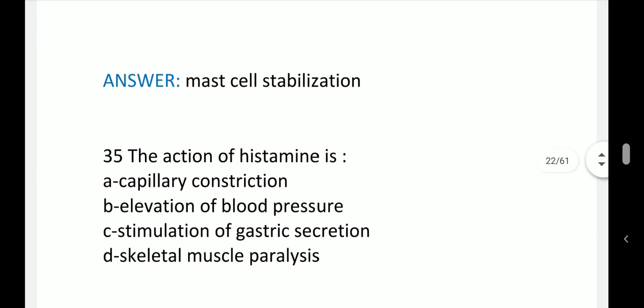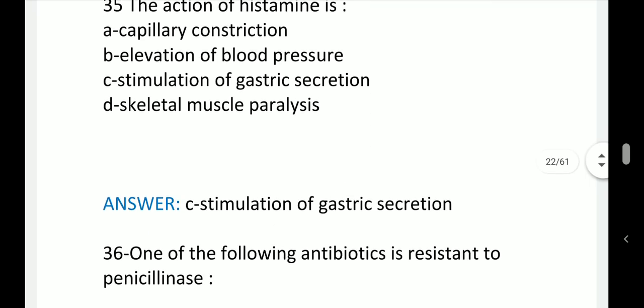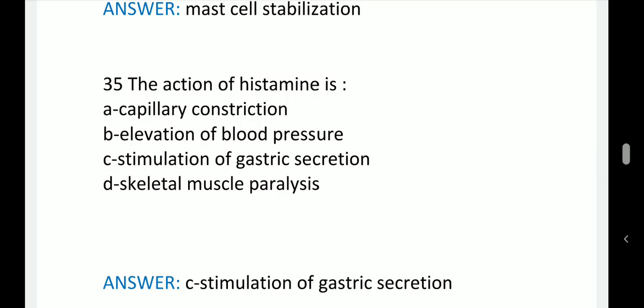Question number 35. The action of histamine is option A, capillary constriction. Option B, elevation of blood pressure. Option C, stimulation of gastric secretion. Option D, skeletal muscle paralysis. Answer is option C, stimulation of gastric secretion.